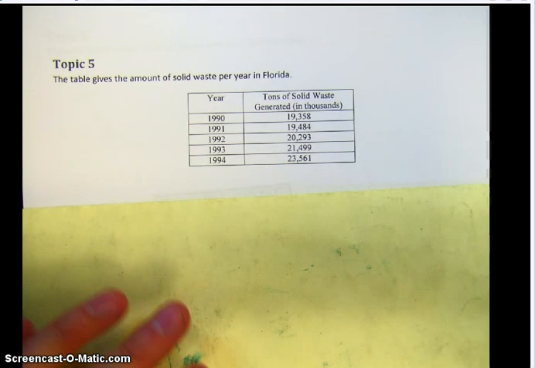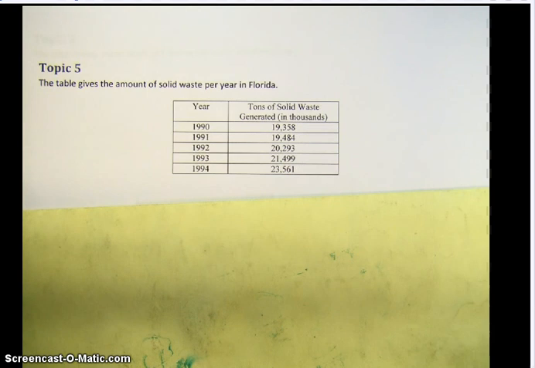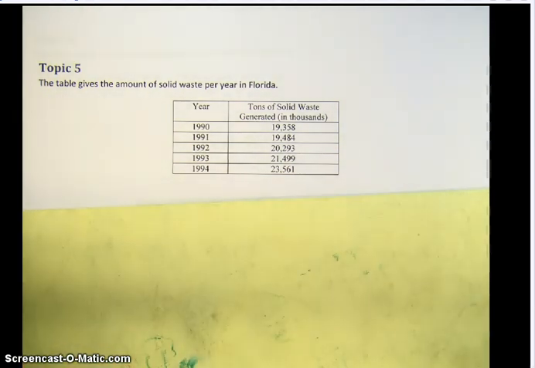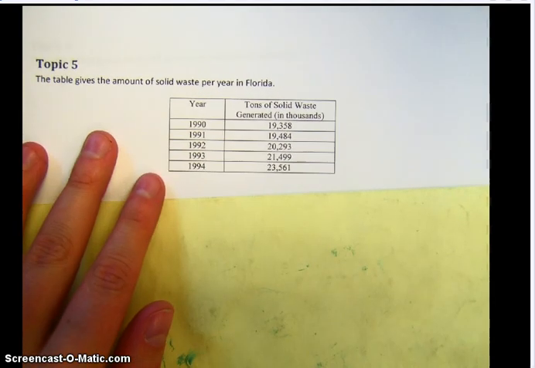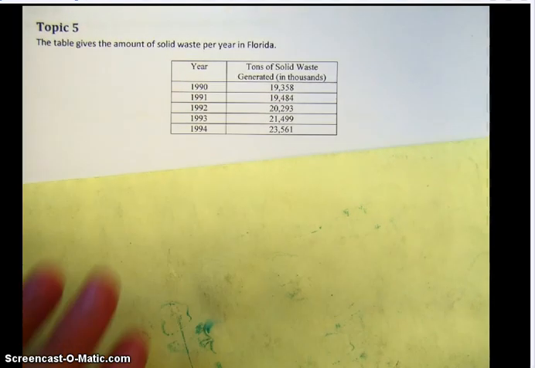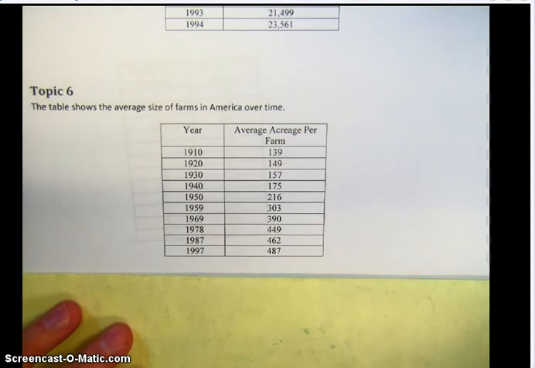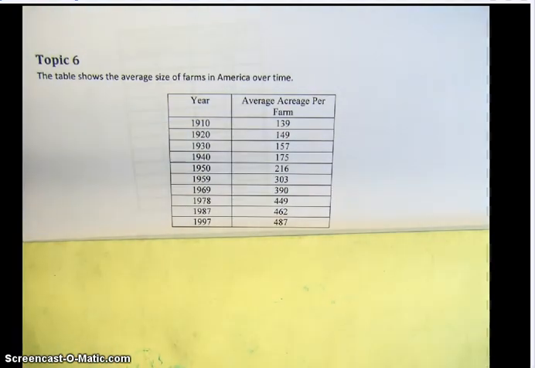Topic 5 is looking at the amount of trash in Florida from 1990 to 1994. So if you're interested in environmental issues, this might be a really cool one to look at and to maybe use in your further development of your conservationism. Topic 6 is also environmental. It's looking at the size of the American farm over time.